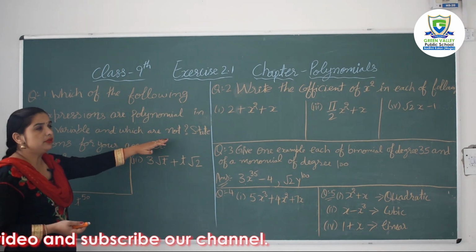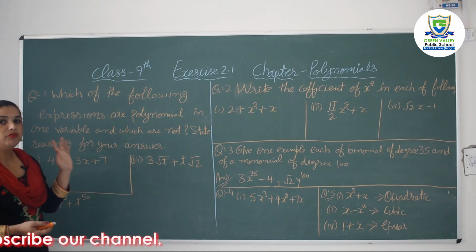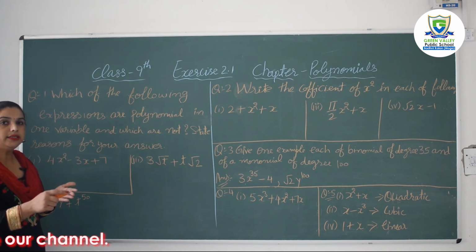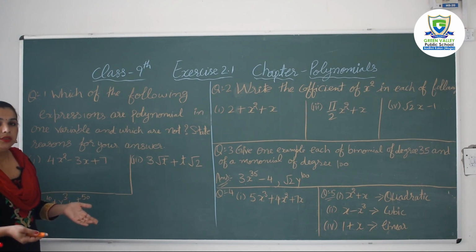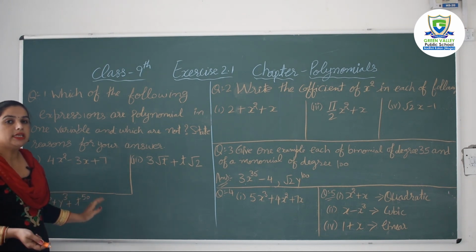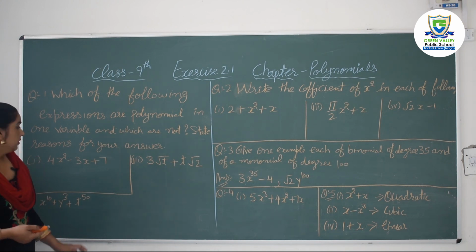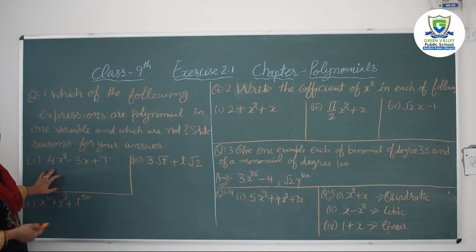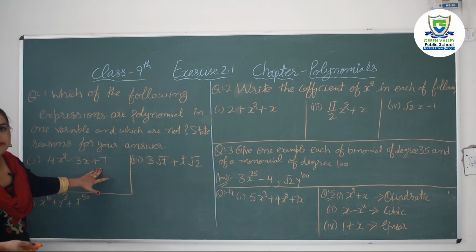And one variable means, students, there should be only one alphabet. Either it should be X, or Y, or any other. If it is one, then we'll say it is a one variable polynomial, otherwise it is not. So how we have to do? First sum of this exercise is 4x square minus 3x plus 7.